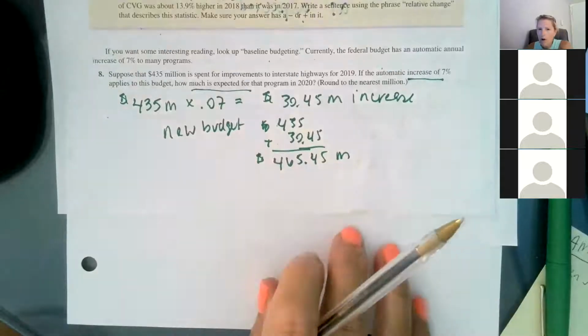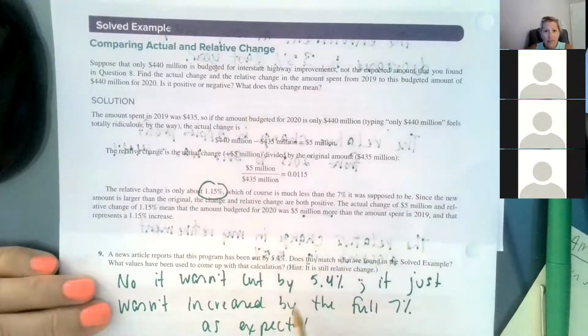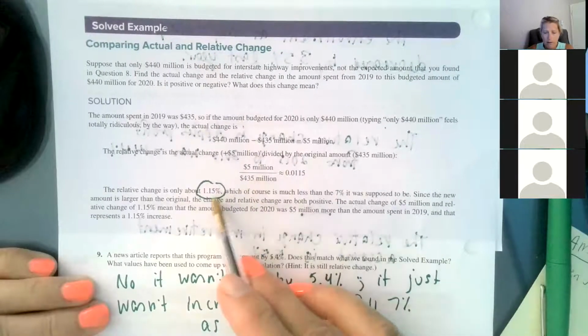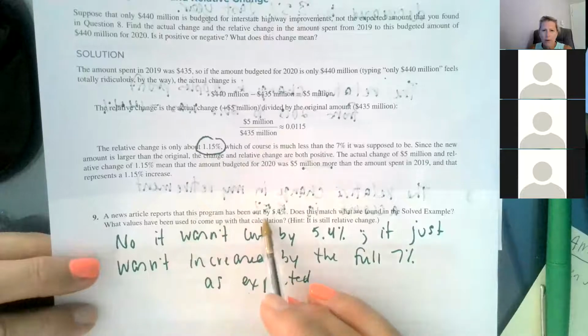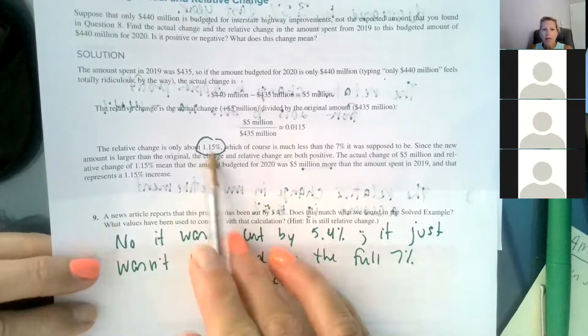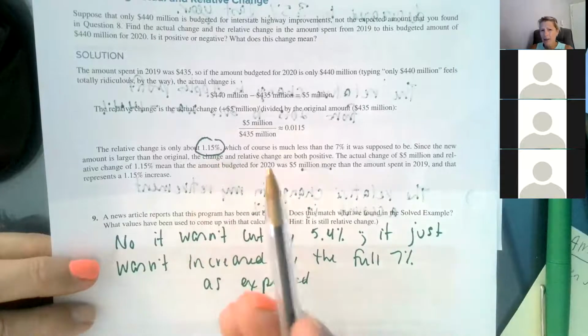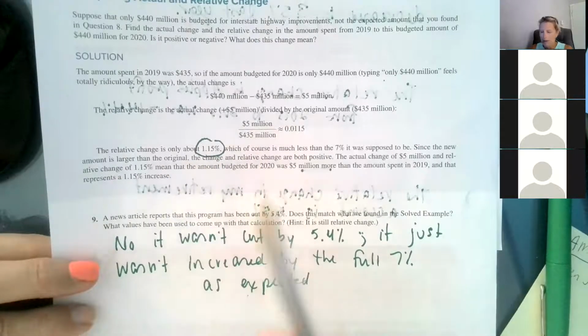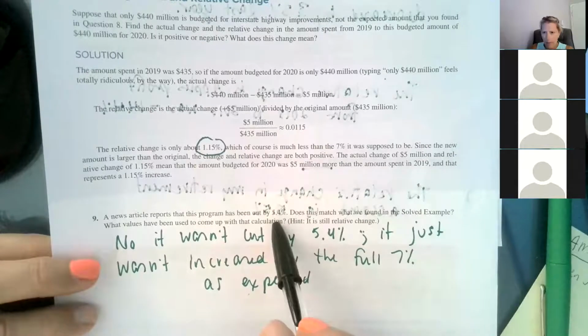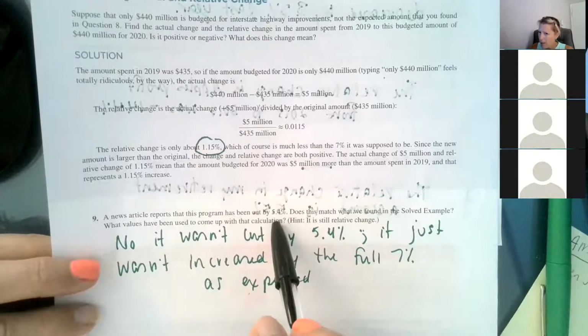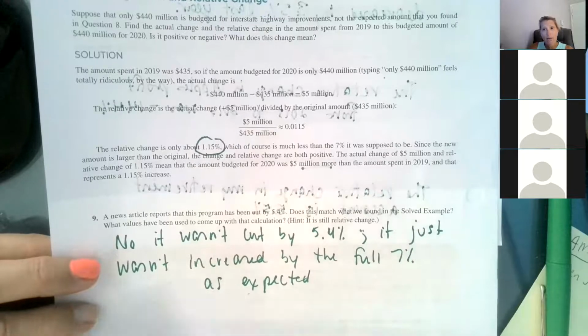Yeah. Okay, so that's if they gave a full 7% increase, right? Well, if you work through this solved example problem, it looks like they gave an increase, but it was only 1.15%. Is everybody in agreement with that? Yeah. So the news article reports that this program has been cut by 5.4%. Well, if you add 5.4 and 1.15, it doesn't get you to the 7, but it gets you close. It's like 6.54%, right? So the newspaper is saying it got cut by 5.4%, but did it really get cut by 5.4%, or it just didn't get increased by the full 7%?